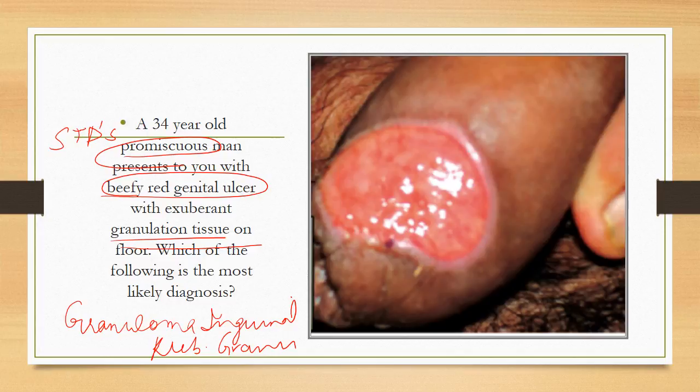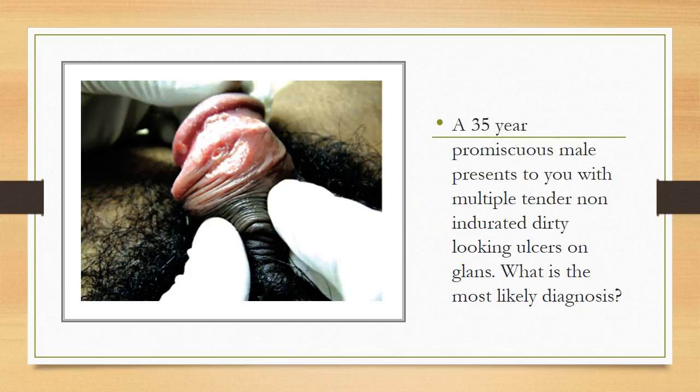So similarly, you should know the other ulcers that are asked in the exams. The typical example I'll show you next is that of multiple tender, non-indurated, dirty looking ulcers on the glans. These are seen in syphilis. So you should be able to differentiate these lesions.